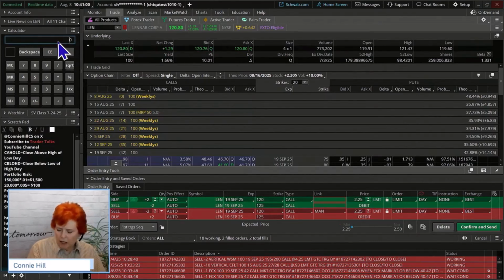Need my keyboard out a little higher so it doesn't knock that. 2.75 times 0.7 gives us a value of $1.92, and we're going to add that to our 2.25. That's going to give us a value. Whatever that value is, that's what we're going to buy it back for, or sell it for. So we're going to say 1.92 plus 2.25 equals 4.33. So we'll put in 4.33 here.